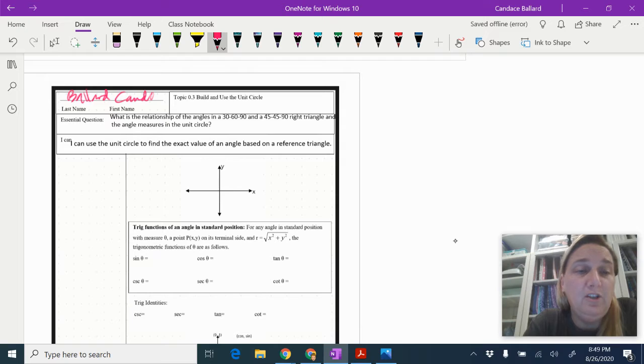And then by the end of this, you're going to be able to use the unit circle to find the exact value of an angle based on a reference triangle. Okay. So you can pause that and write that down if you'd like.